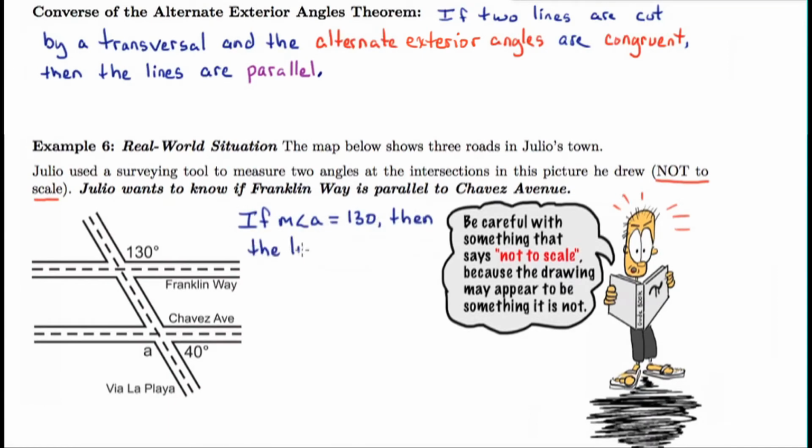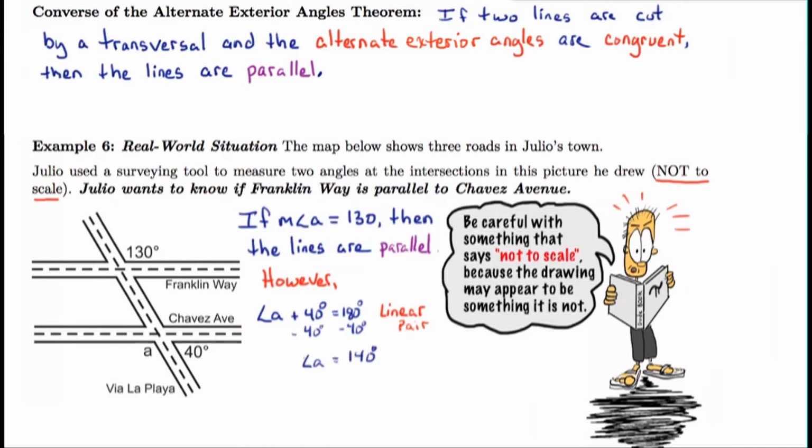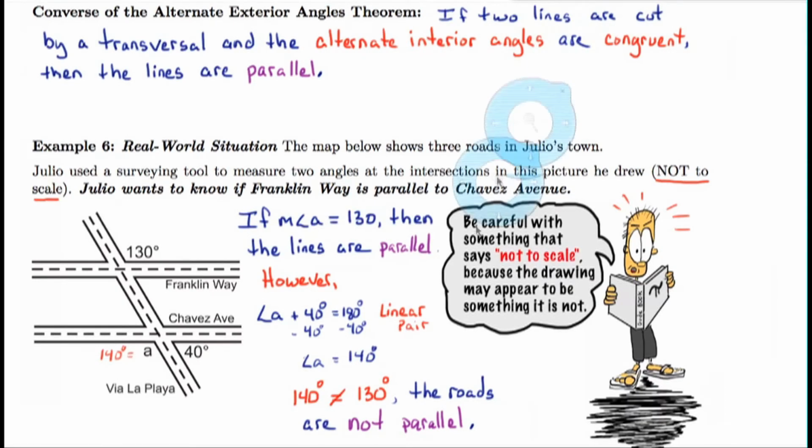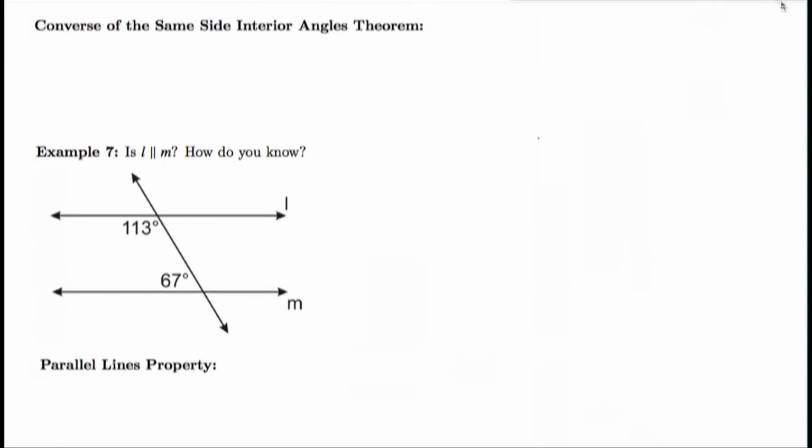So if the measure of angle A equals 130, then the lines would be parallel because of the converse of the alternate exterior angles theorem. However, angle A plus 40 equals 180 because it's a linear pair. So when we solve for angle A, it's 140, which is not 130. Therefore, the roads are not parallel, even though they may look like it, since the drawing is not to scale.